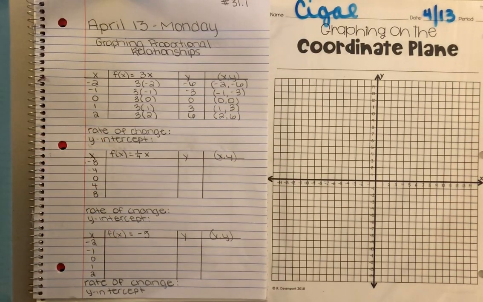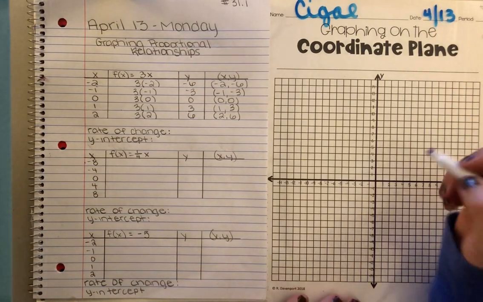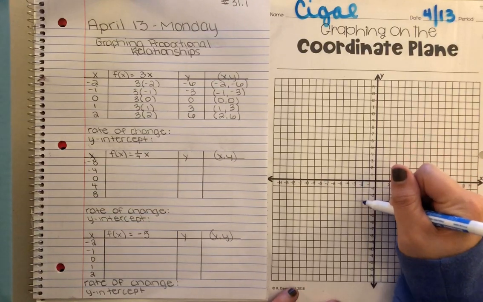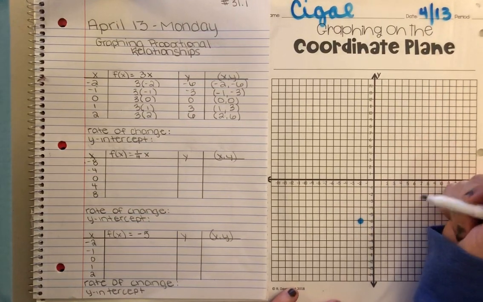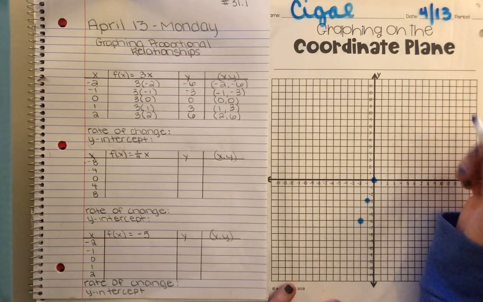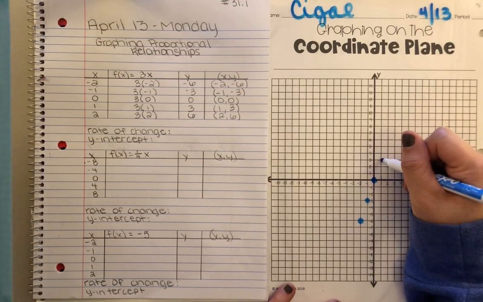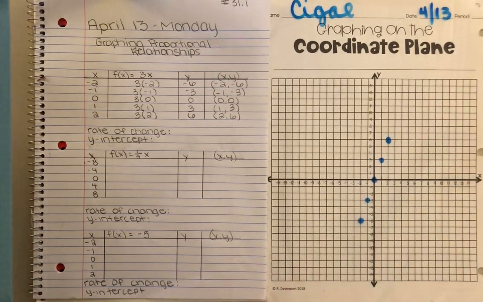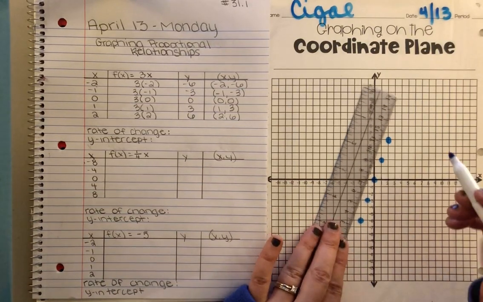So let's plot this on the coordinate plane. I'm just going to plot these points. Remember, it's x and then y. So -2, -6. Then I need -1 and -3. 0, 0. 1 and 3. And 2, 6. Just going to connect those points. Just going to draw our line for us.